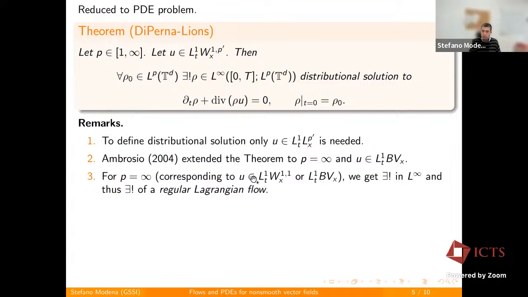So if we have a vector field in W11 or even in BV, then by combining this PDE theorem with the general principle that we have seen in the previous slide, we get existence and uniqueness in L infinity for the PDE, and therefore existence and uniqueness of a regular Lagrangian flow. So summarizing from the PDE point of view, this is the statement. From the ODE point of view, what DiPerna-Lions and Ambrosio are claiming is that if you have a Sobolev vector field or even a BV vector field, then the ODE is well posed in this selection sense, in the sense of regular Lagrangian flow.